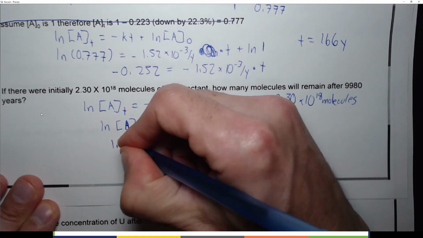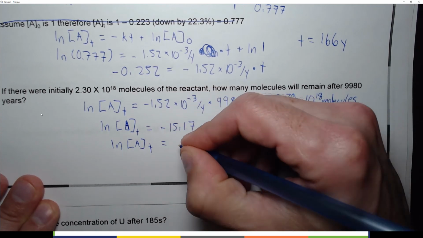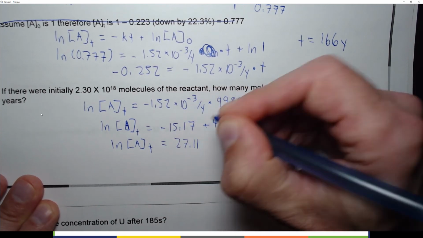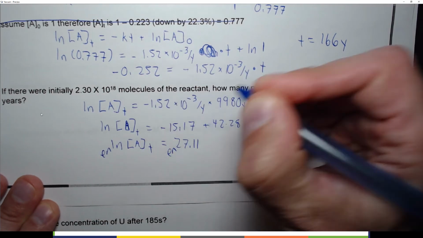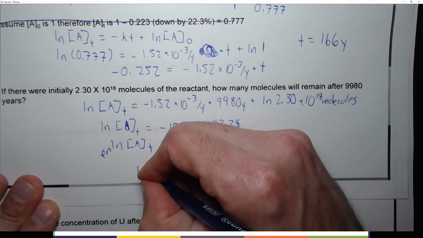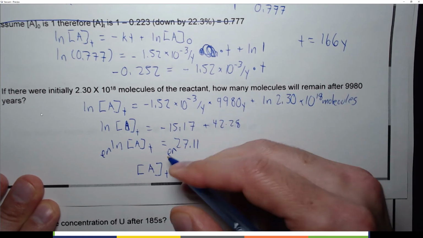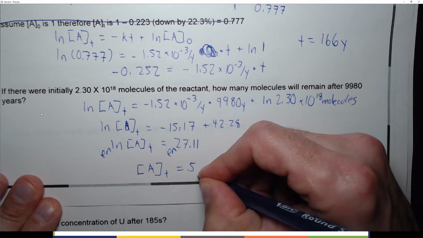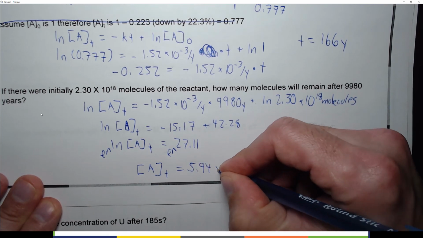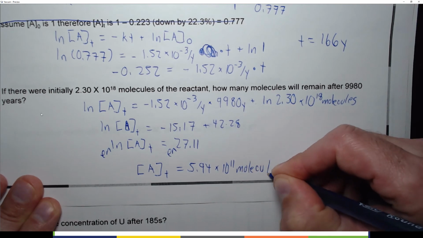Add those together. The ln of the concentration of A at some time is equal to 27.11. Take the inverse of the ln, or e to this power. E to the ln is the concentration of A at some time. E to the 27.11 is 5.94 times 10 to the 11 molecules.